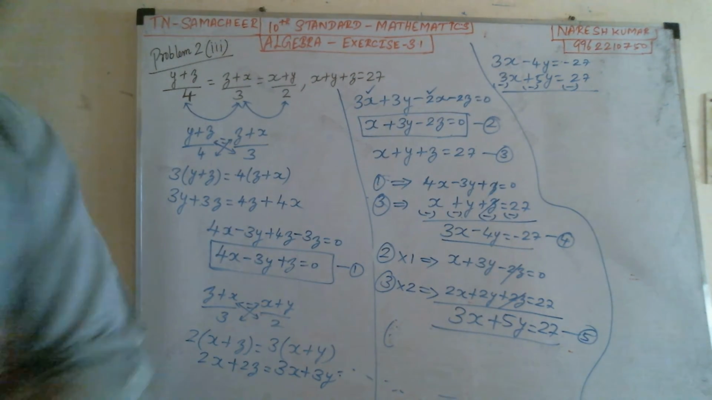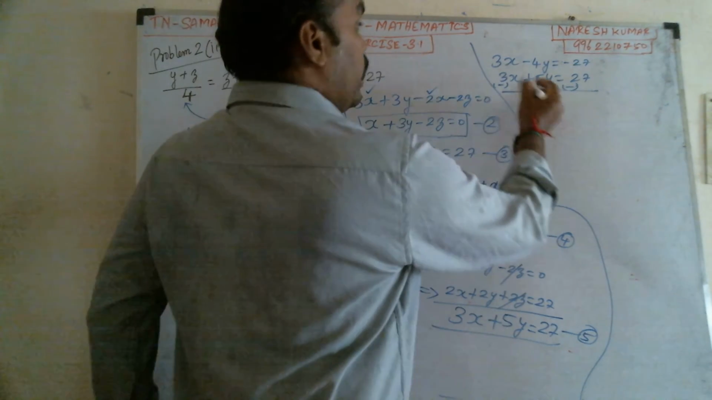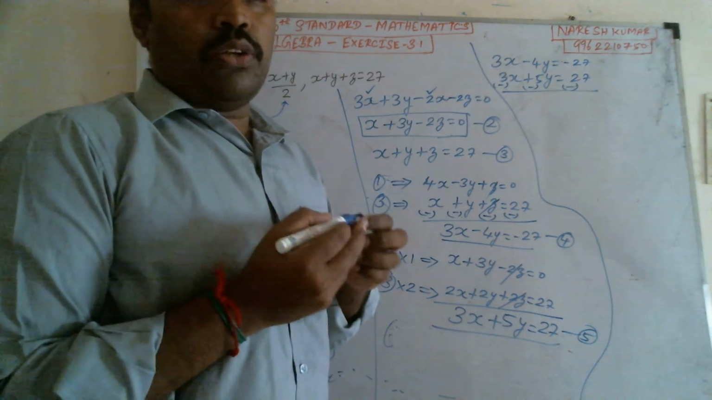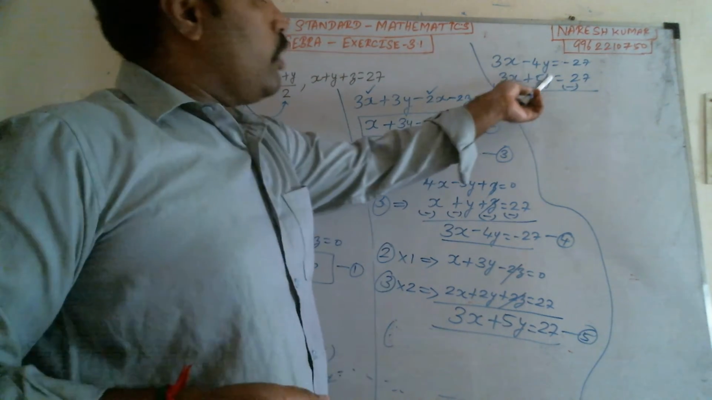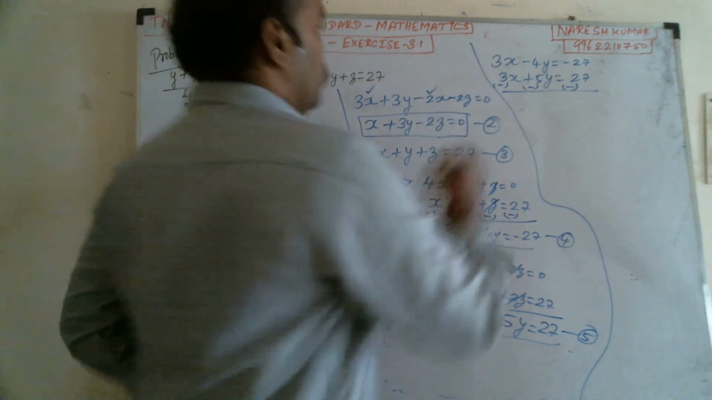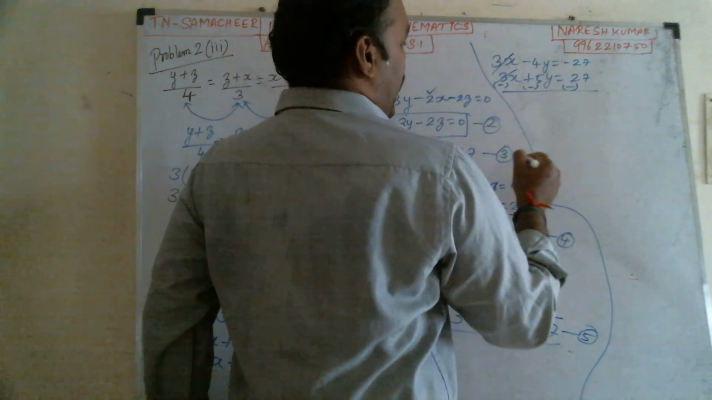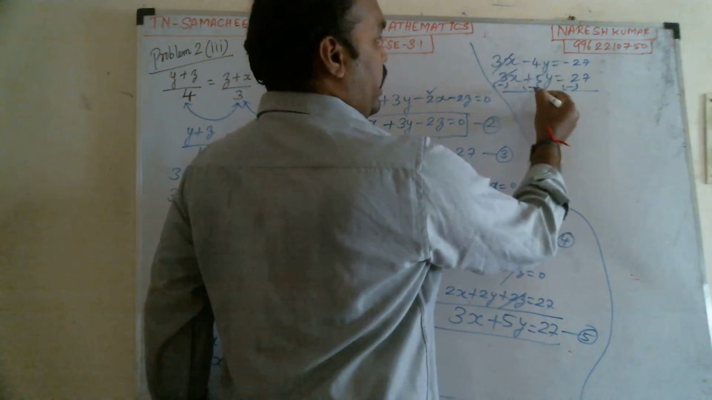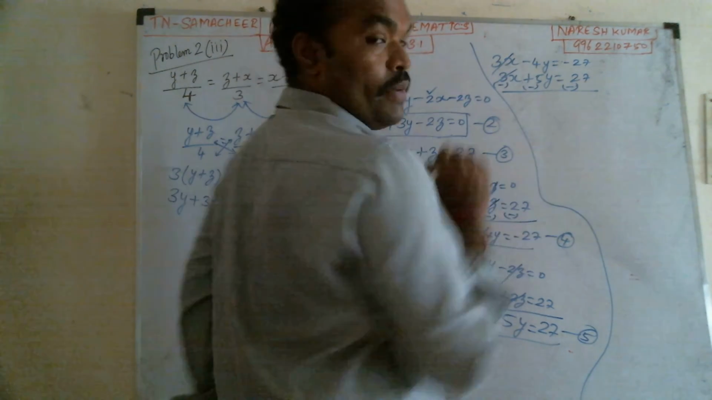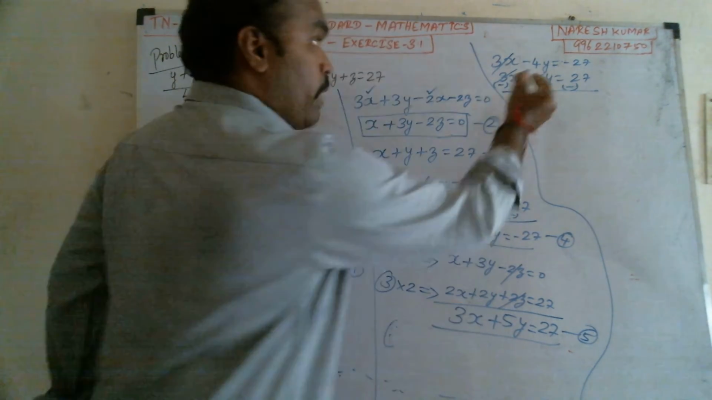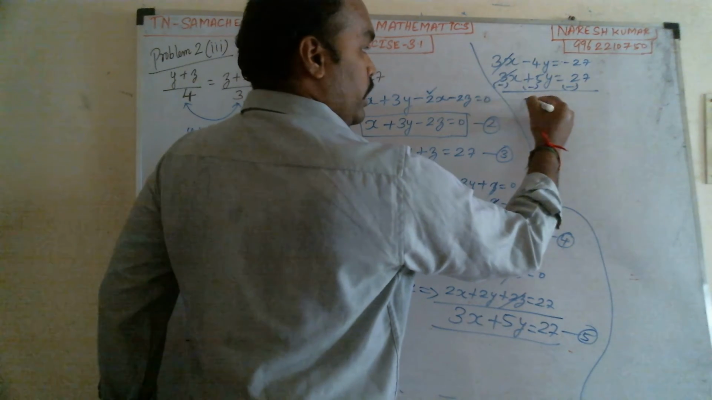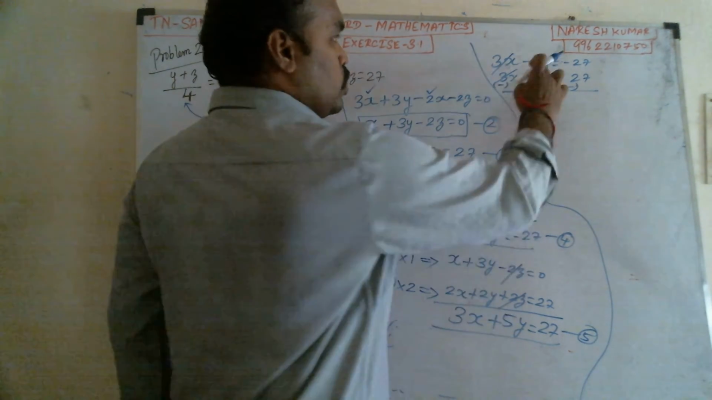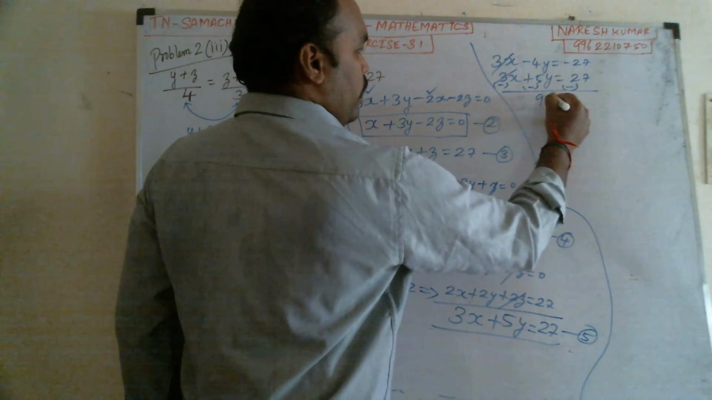Why am I preferring this sign? Because we need to cancel any one value. So we are cancelling this x value, then only we can find out the y value. x cancelled: 3x minus 3x is cancelled. Minus 4y and minus 5y. How much is it coming? Minus 4y minus 5y. Minus into minus is plus. So 4 plus 5 is 9y.